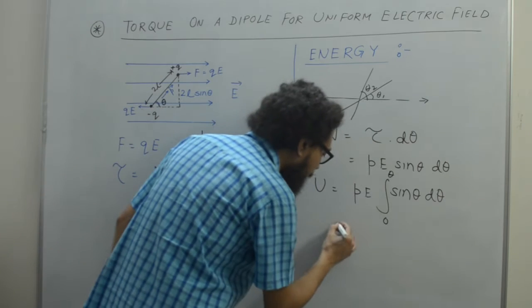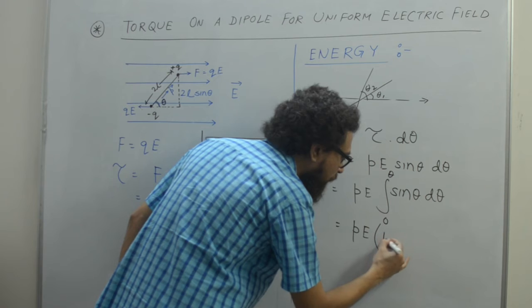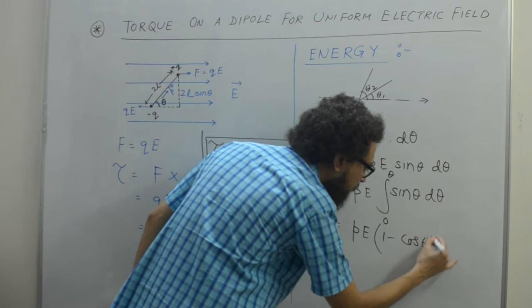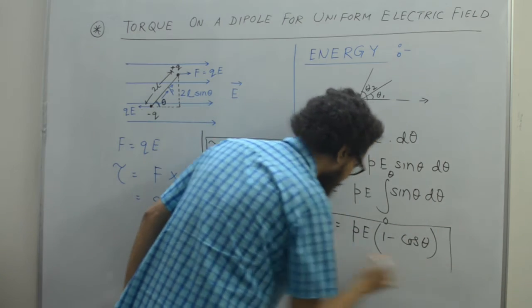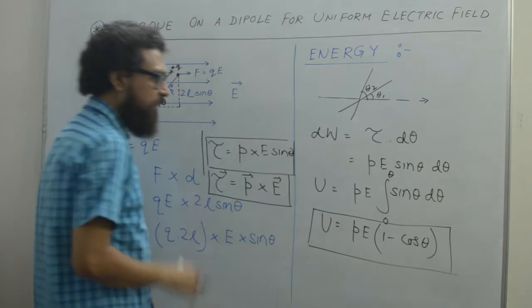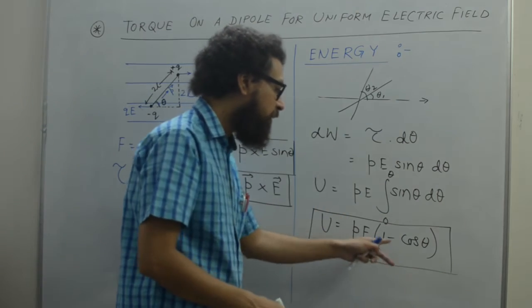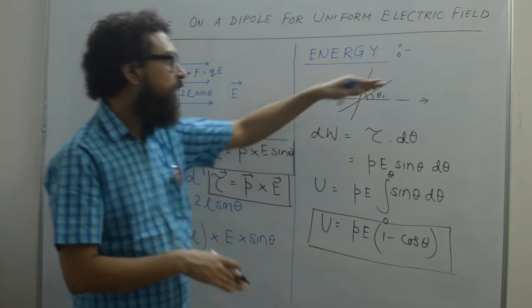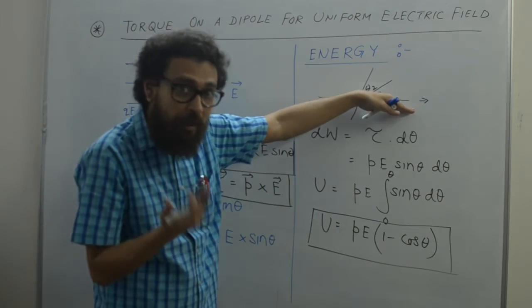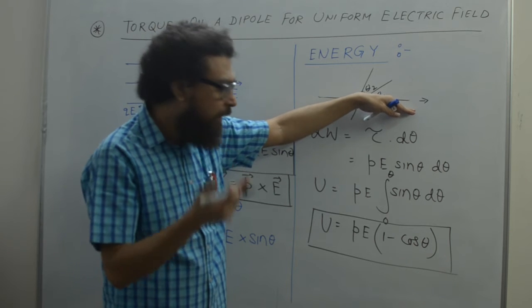So finally, after putting all the limits, you are going to get this kind of expression. And from here, it is Pe into 1 minus cos theta. If you expand the bracket, it is Pe minus Pe cos theta. Pe is the standard value when it is at 0 degree. So what is the work done? Work done is minus Pe cos theta.